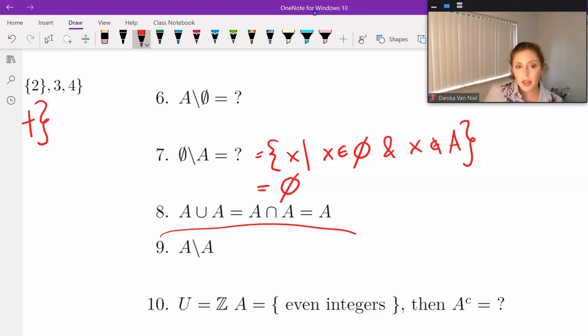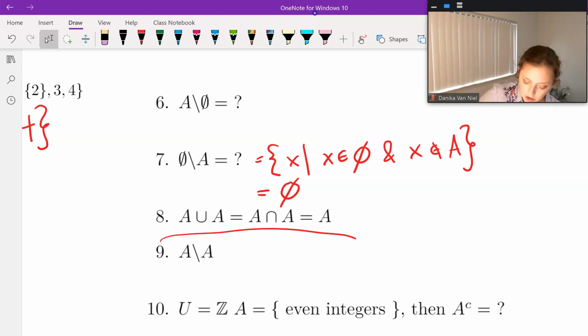A minus A, so all the elements in A that are not in A: the empty set, because there are none.